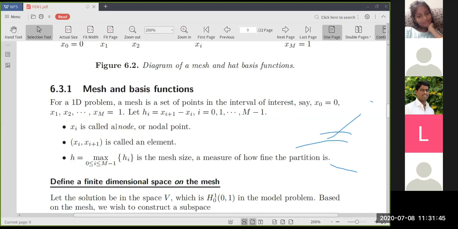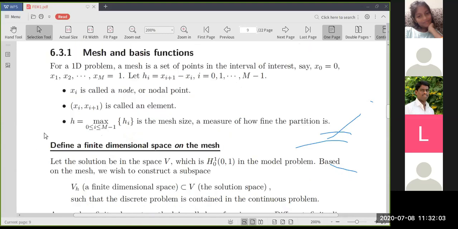x0 is 0, and you say x1, x2, etc. for the other points. xm will be equal to 1. hi will be the difference between xi plus 1 and xi. That is your hi, the mesh size for each interval. So i, as I mentioned, varies from this.